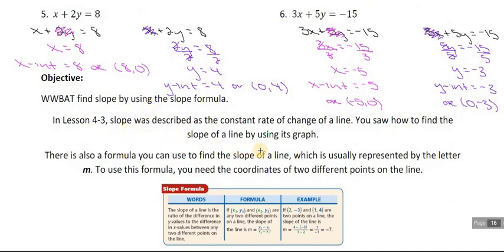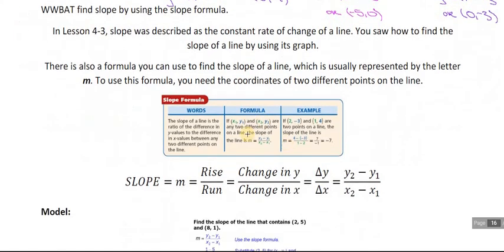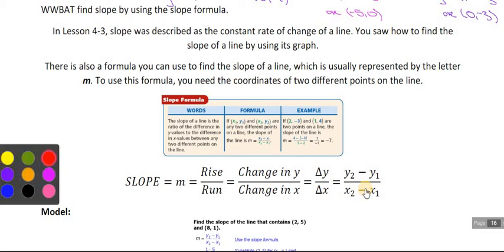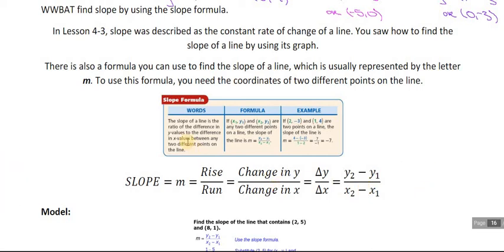And in order to use that formula, we're going to use this little piece right here, y2 minus y1 over x2 minus x1. So we need 2 ordered pairs. Now slope is referred to as slope, but it's also the letter m. From here on, anytime you see an m, it will represent the slope of a line. And again, in order to find slope, we will need the coordinates of 2 different points on our line.